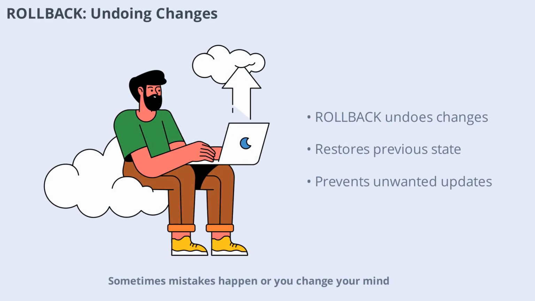Sometimes mistakes happen or you change your mind. The ROLLBACK command lets you undo all changes made since the last commit. This is incredibly useful if you spot an error or want to cancel a transaction before making it permanent. Rollback helps you maintain data accuracy and prevent unwanted updates.